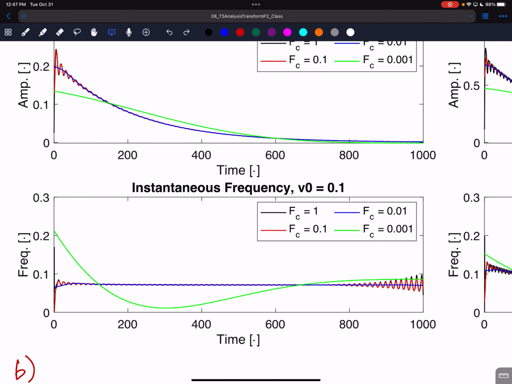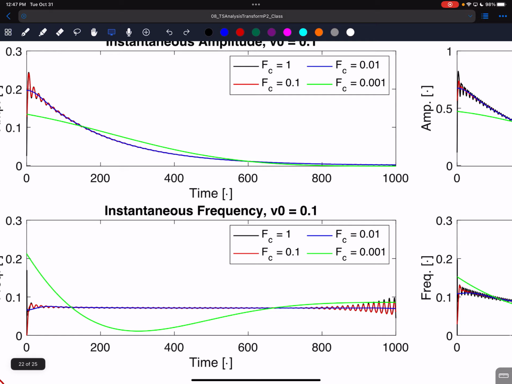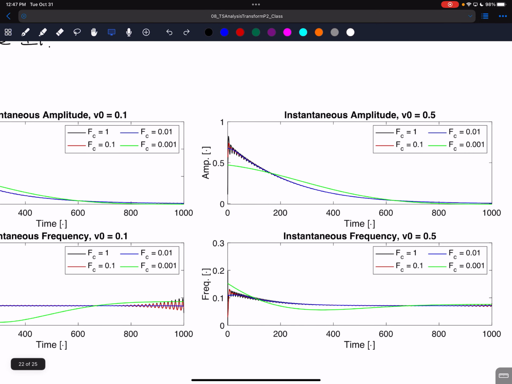Okay, so for instantaneous frequency, at this relatively low initial velocity, the frequency is pretty much constant. And so you can see here clearly these oscillations in the red and the black, and in the green one we have way over filtered and it's way overshooting that response. You'll see a similar thing for that higher amplitude. You'll see these oscillations, although their mean value tracks what we're looking for, and then when we overfilter, it deviates from that substantially.